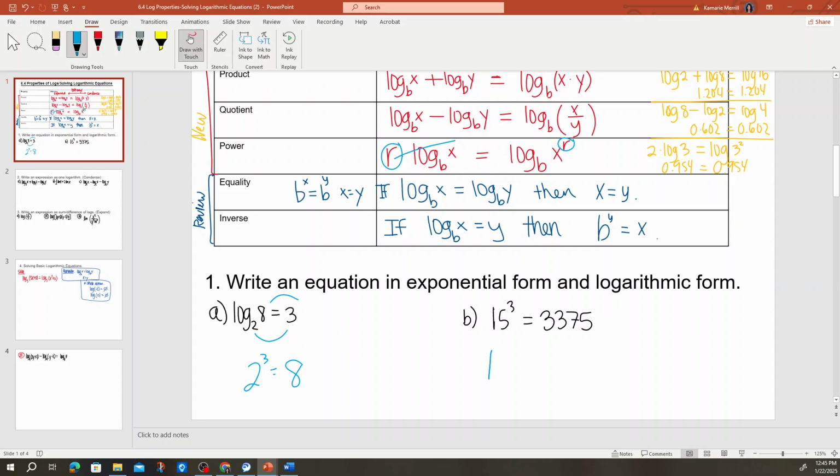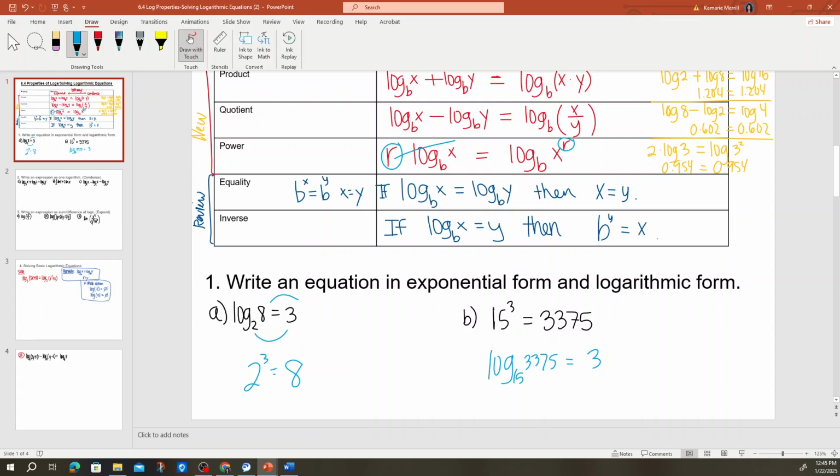What's this one as an equivalent form, but as a log now? Would it be log base 15 of 3375? 3375 is inside, and what then equals 3? Good. If you convert properly, what was stuck in the log is now unstuck when it's an exponent, and what was stuck in the exponent is now unstuck when it's back in a log. So you know you've done it right if you've essentially reorganized those. Okay, that's numbers 1 through 4.